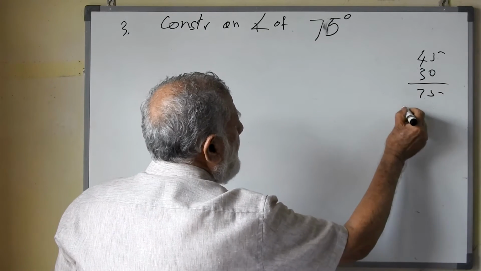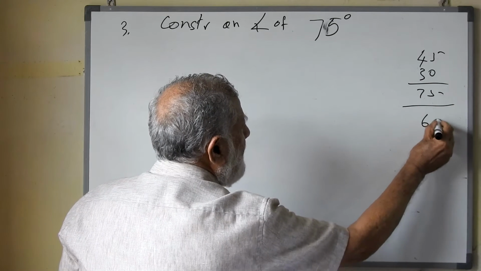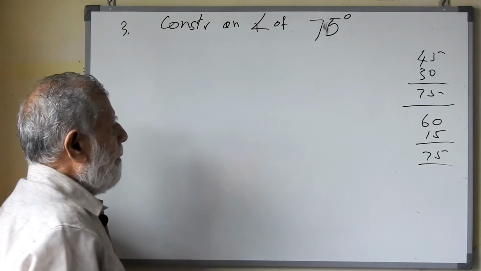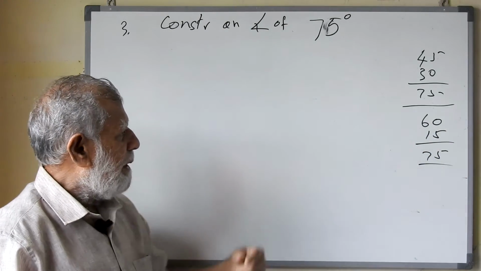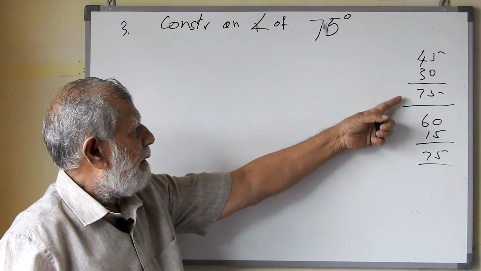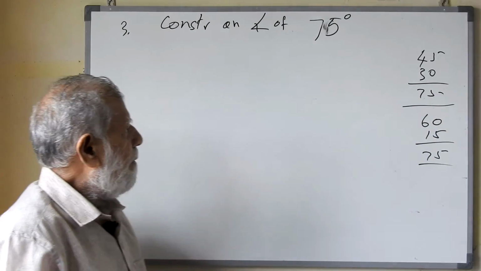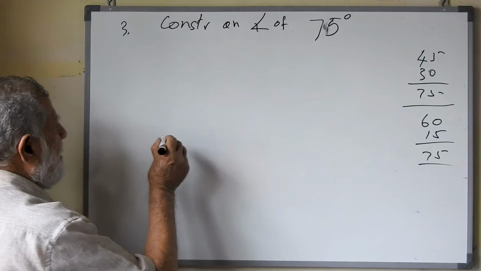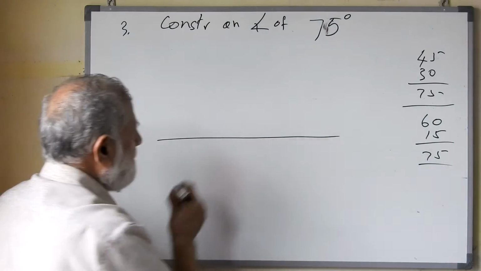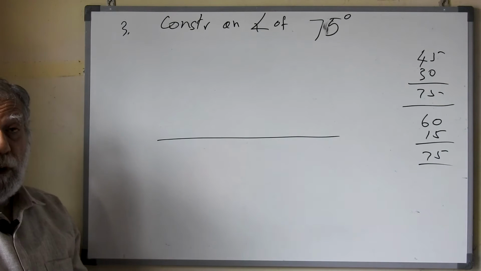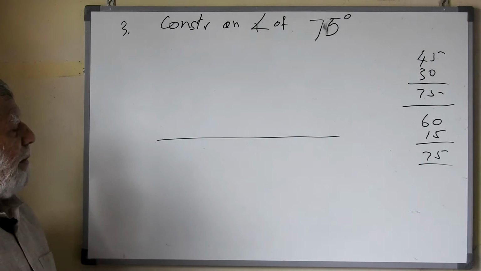Or you can have 60 and 15. So we can construct 60 degrees and 15 degrees, or we can construct 45 degrees and 30 degrees. This will be much easier than this one. First of all, what you do is construct 45 degrees. Draw a line, and then 45 degrees means you have to draw 90 degrees and then bisect the angle.